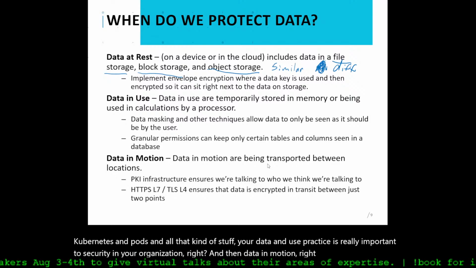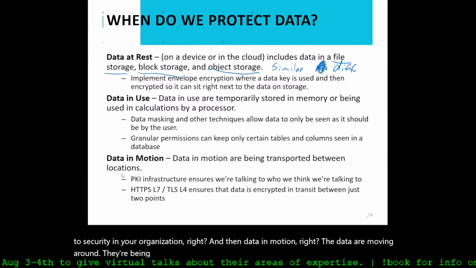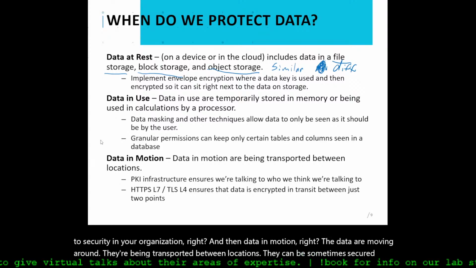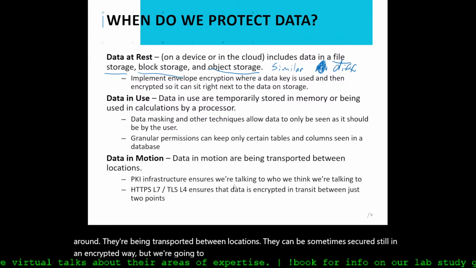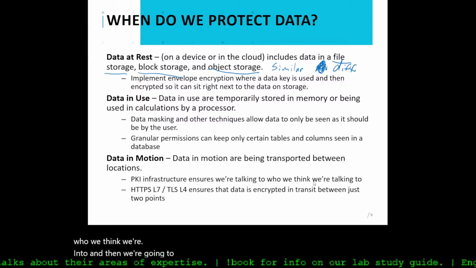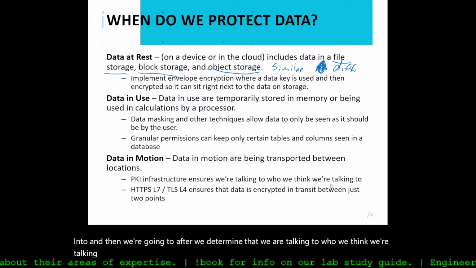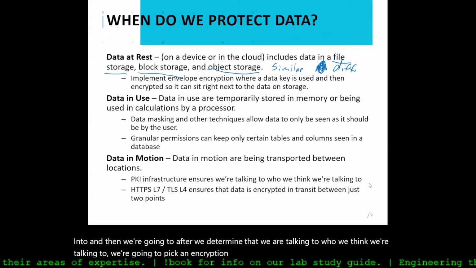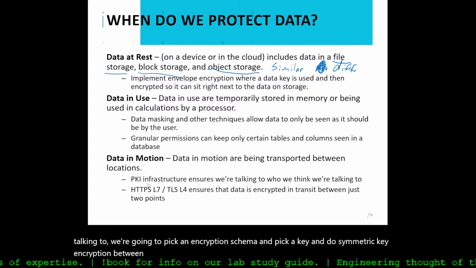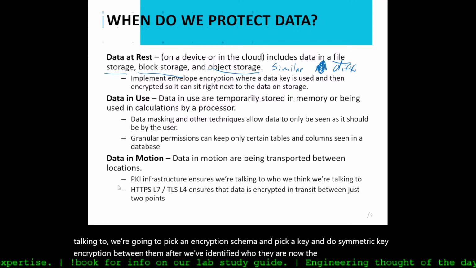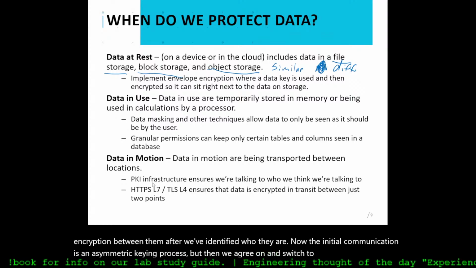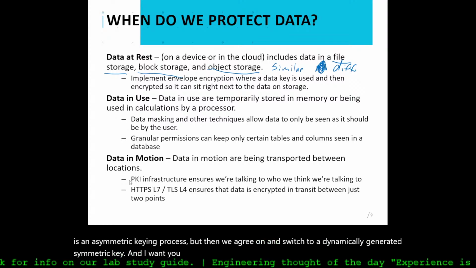And then data in motion, right? The data are moving around. They're being transported between locations. They can sometimes still be secured in an encrypted way, but we're going to use PKI infrastructure to ensure that we're talking to who we think we're talking to. And then after we determine that we are talking to who we think we're talking to, we're going to pick an encryption schema and pick a key and do symmetric key encryption between them after we've identified who they are. Now, the initial communication is an asymmetric keying process, but then we agree on and switch to a dynamically generated symmetric key, and I want you to think about why that happens.